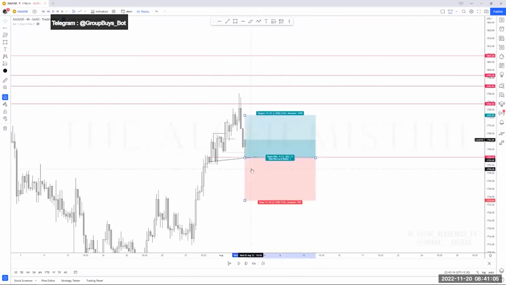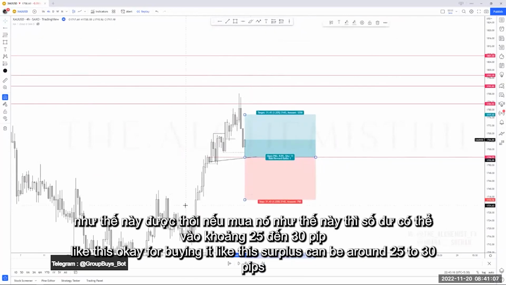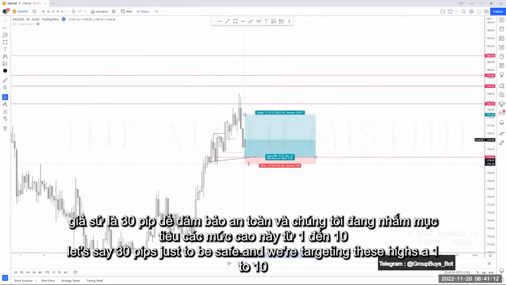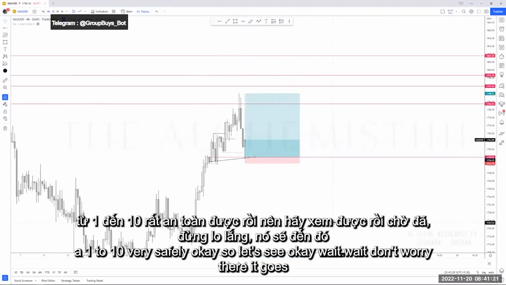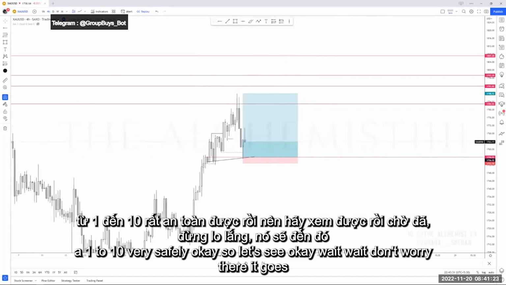So you could have bought it like this. Buying it like this, stop loss can be around 25 to 30 pips. Let's say 30 pips just to be safe. And we're targeting these highs, a 1 to 10. A 1 to 10 very safely. Okay, so let's see.